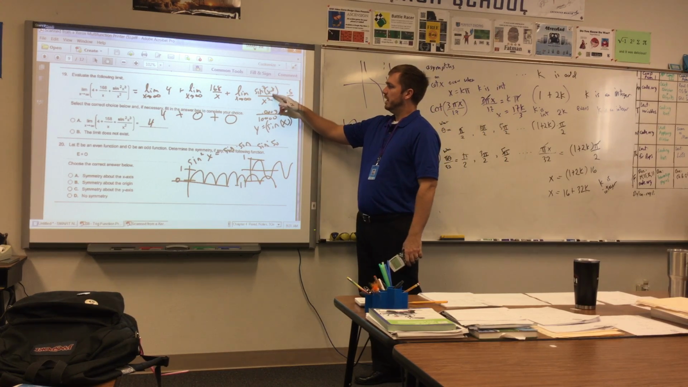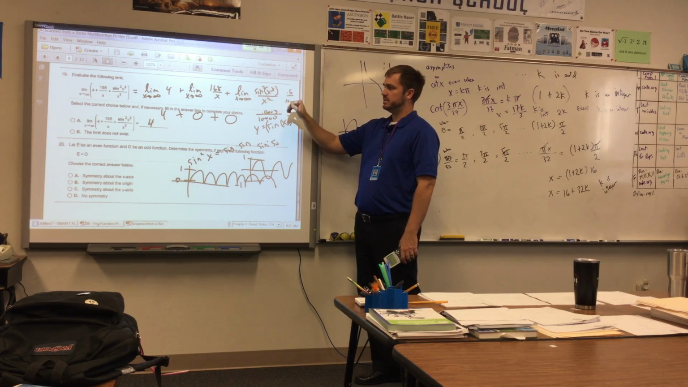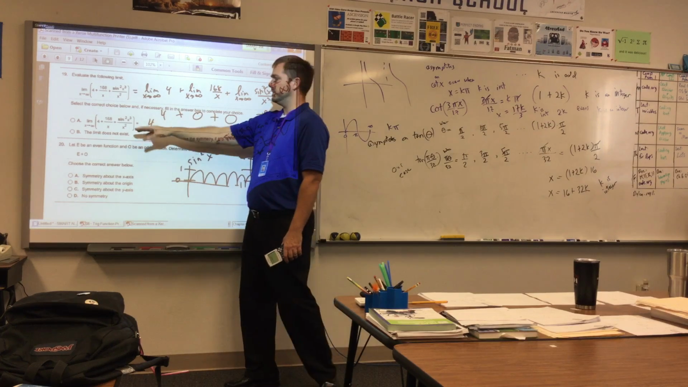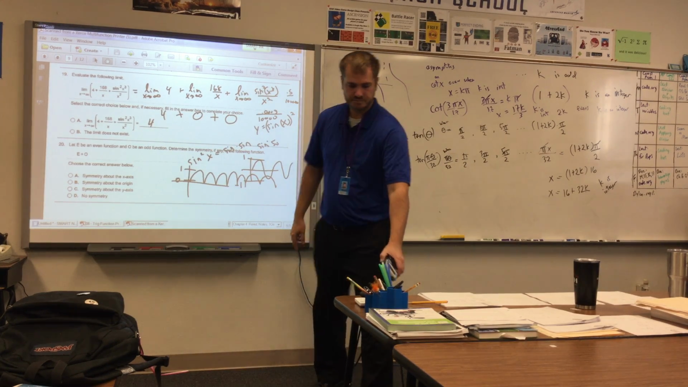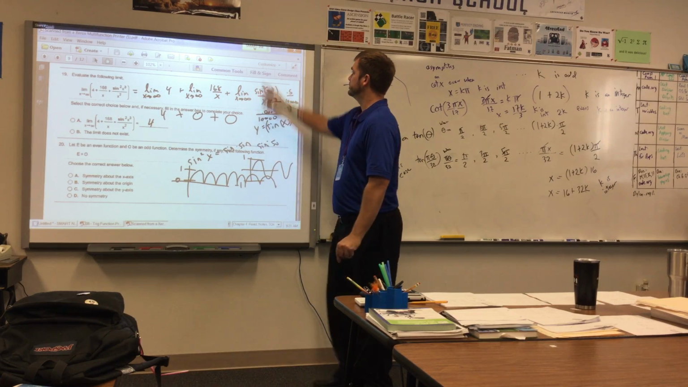So, yeah, you might have thought that because that x cubed is in the numerator, it's going to win as x approaches infinity. It doesn't. Or in which case you would have thought the limit doesn't exist. But you've got to think about what sine squared is.